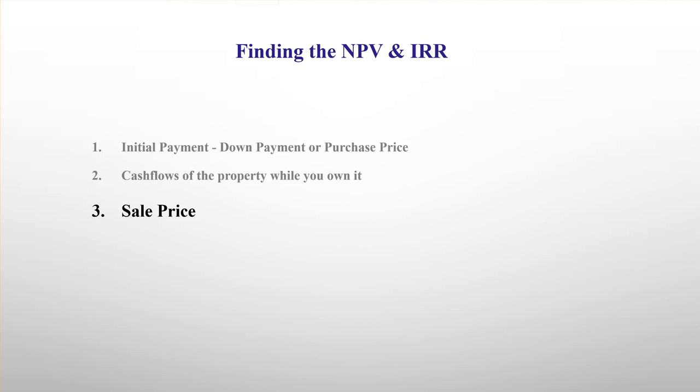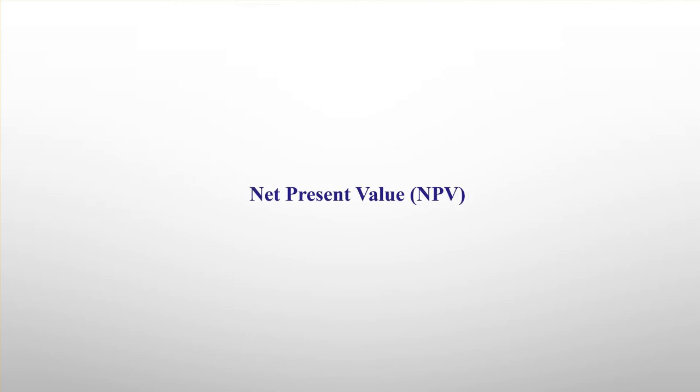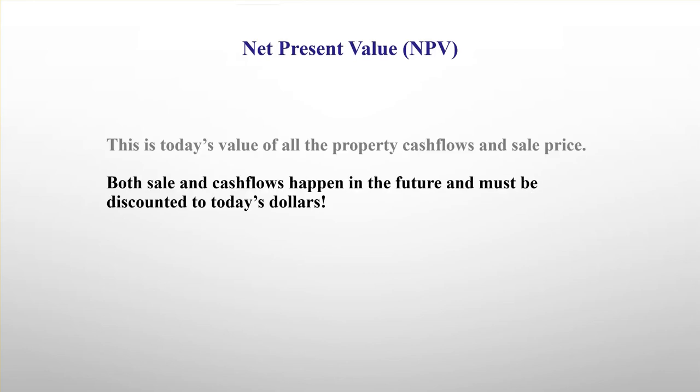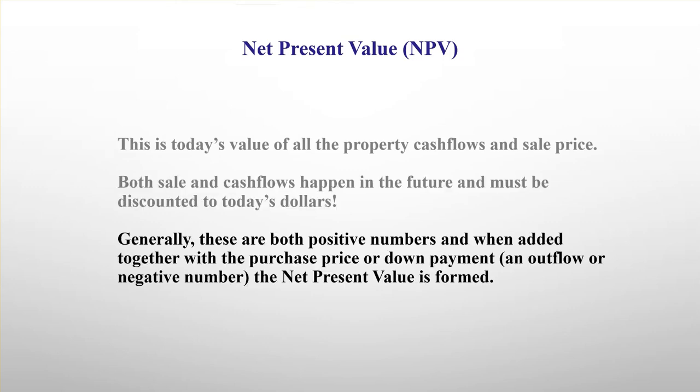So let's get started with the net present value, or NPV. The P in NPV stands for present. To determine this, we will need today's, or the present, values of our three items. If you think about it, both the sale and the cash flows happen in the future, so they must be discounted back to today's dollars. The down payment or the purchase price is already in today's dollars.